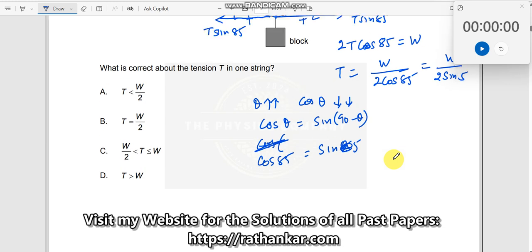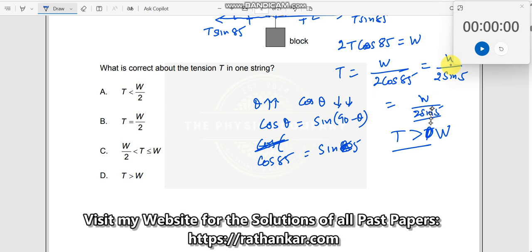Okay, and we know for smaller values, sine theta will just be equal to theta itself. So therefore, I can convert this into radians. When I do this conversion into radians, I will get a much lesser value. So definitely the denominator is much lesser, and if the denominator is lesser, then W by this value would become larger. Thus, this tension would be larger than W. If you have a calculator and you calculate either W by 2 cos 85 or W by 2 sin 5, it will definitely be larger than the value of W.